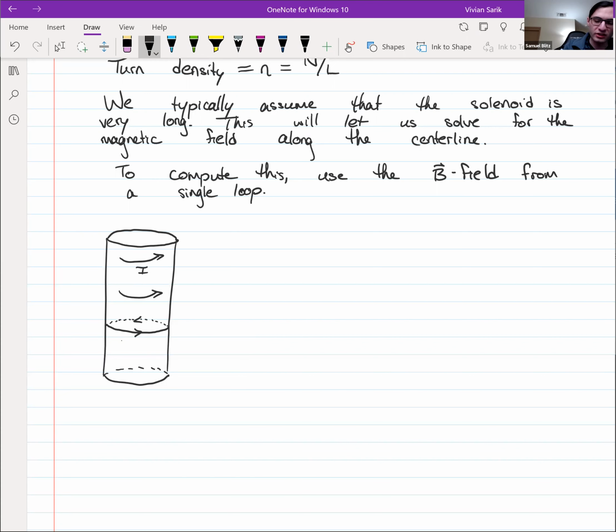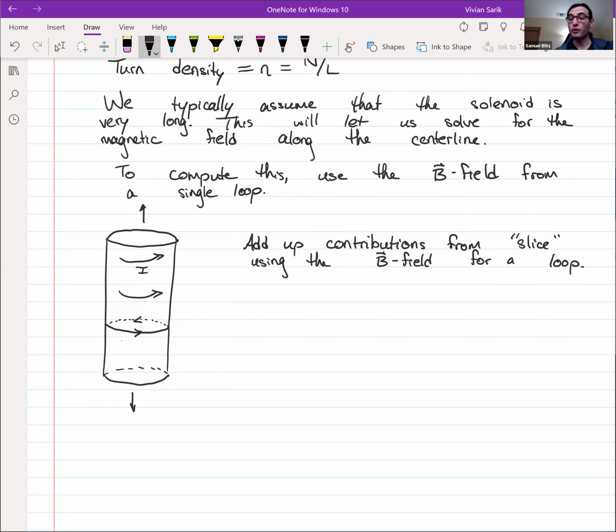And so let's just say that, and we'll do that. We have to do an integral, right? By the way, this is infinitely long, so it extends in both directions. So what we're going to do is add up contributions from each slice. Each slice corresponds to a loop, using the B field for a loop. So the first question that we need to answer if we want to use that formula is how much current does a slice of thickness dz have?